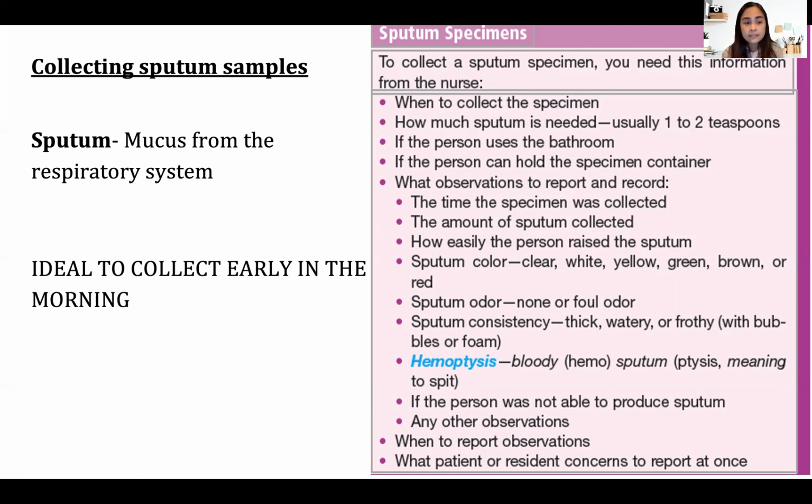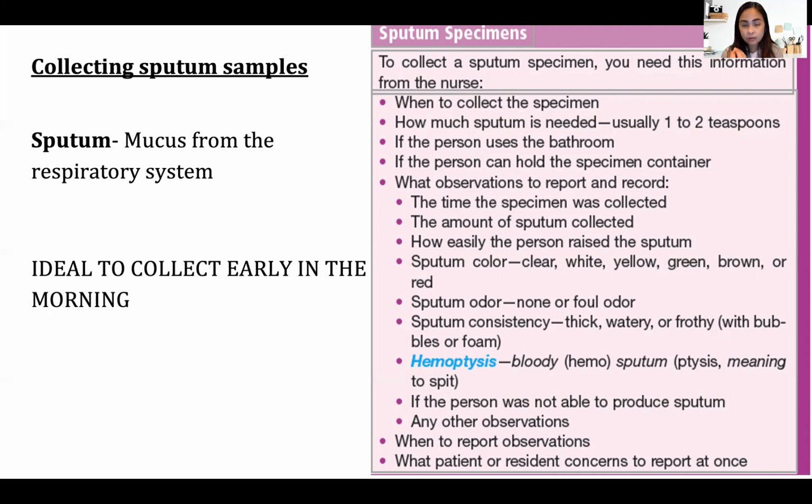It is ideally collected early in the morning, and you need to collect it before you brush your teeth. You just rinse your mouth with only water, not mouthwash. You just rinse your mouth with water, and then you can collect it. Okay, so to collect a sputum specimen, you need this information from the nurse. When to collect the specimen, how much sputum is needed. Usually it is 1 to 2 teaspoons, so about 5 to 10 ml.